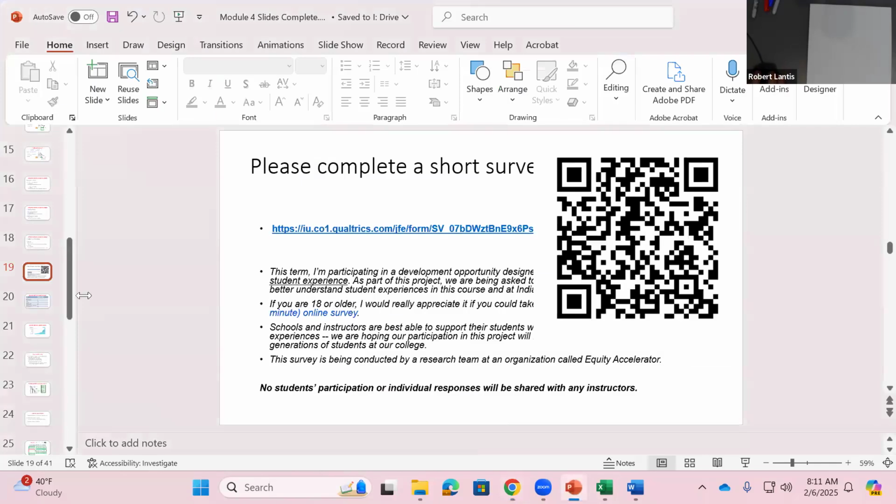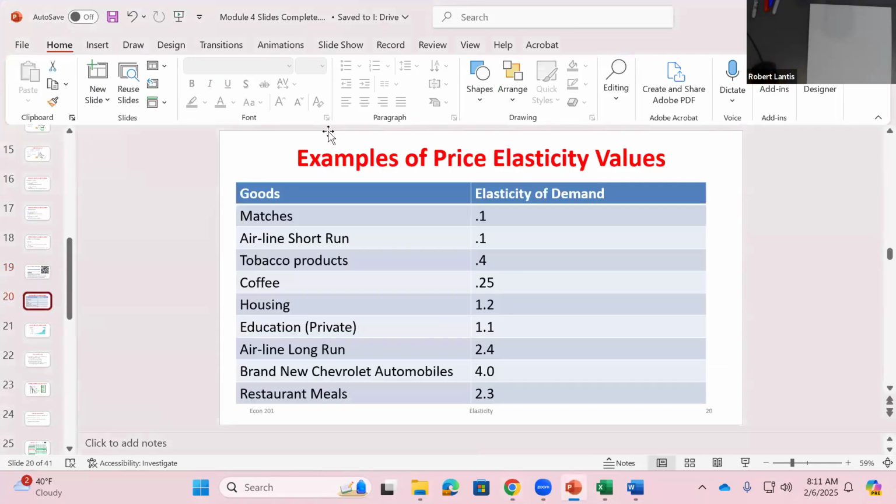Other than that, we should be ready to jump back into material where we left off on Tuesday, unless there are any questions for me before we get going here. No questions? Okay. All right.